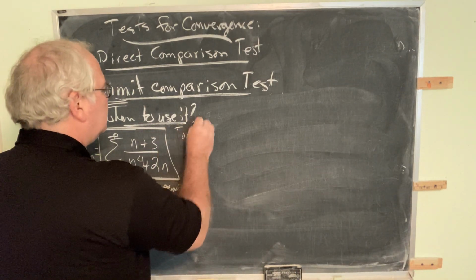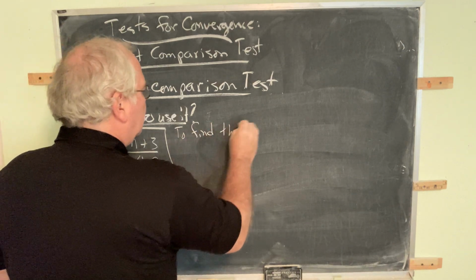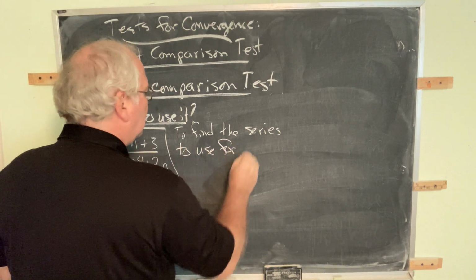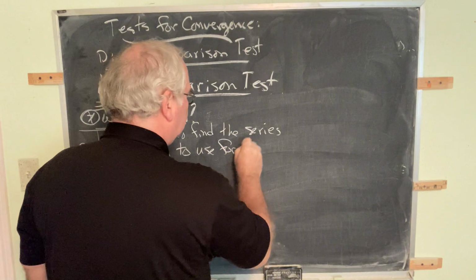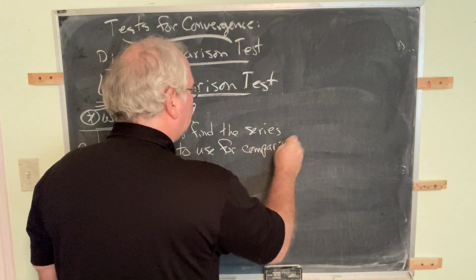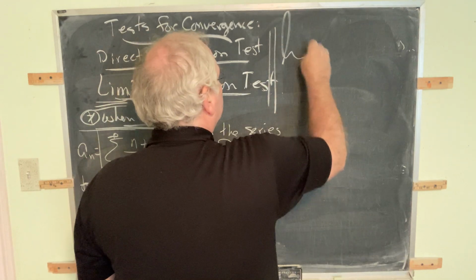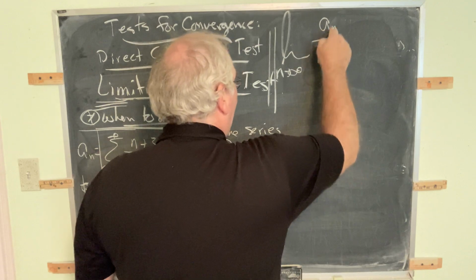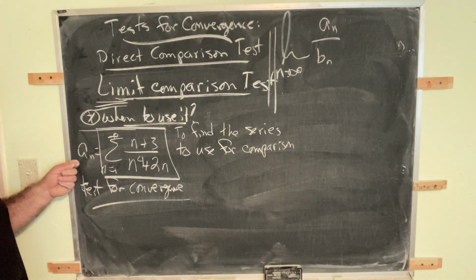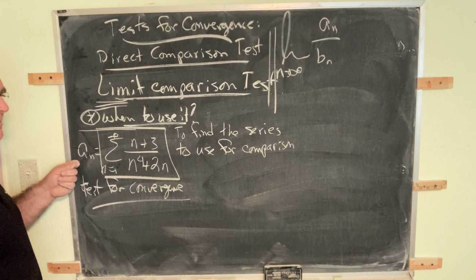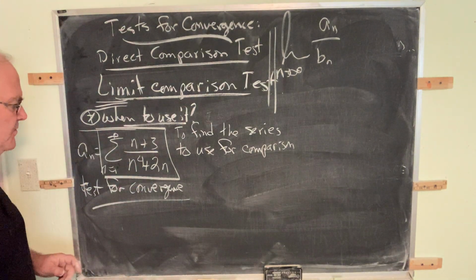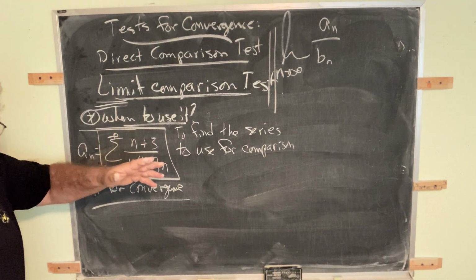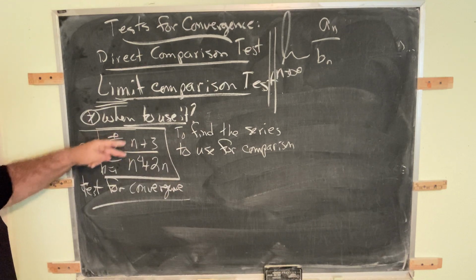So to find the series to use for comparison, and it actually is limit comparison. So what do we need? We need the limit of a_n over b_n. a_n is what we want to find out. This is my a_n, the behavior we don't know, right? Here's how this is done. You look at the polynomials. You look at the numerator and the denominator. This could be a radical as well.